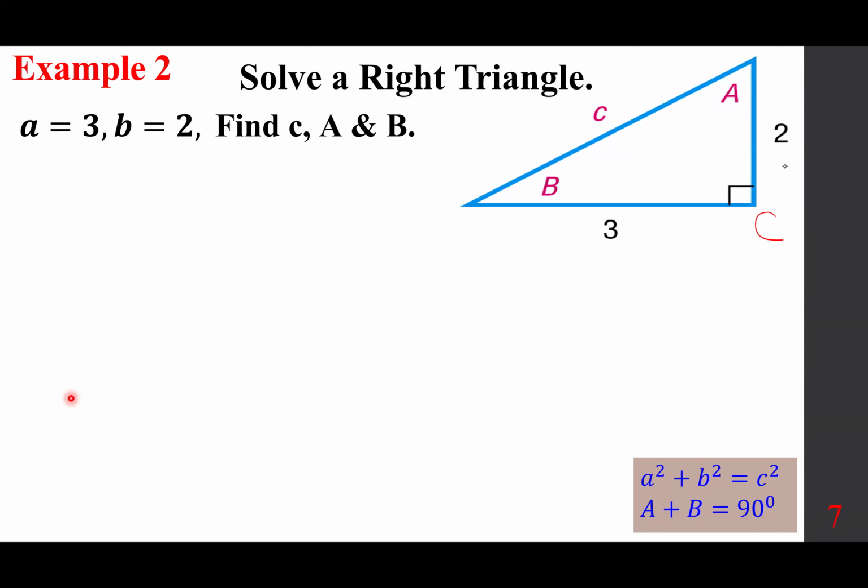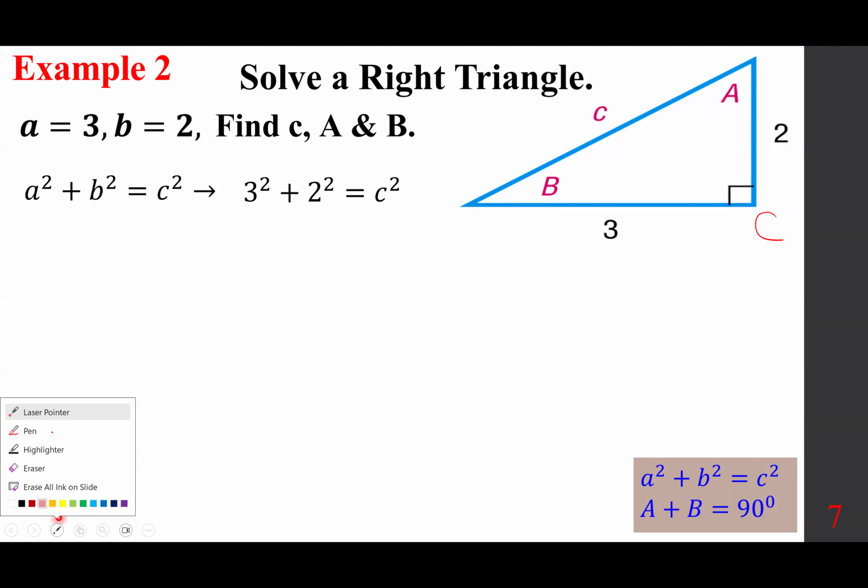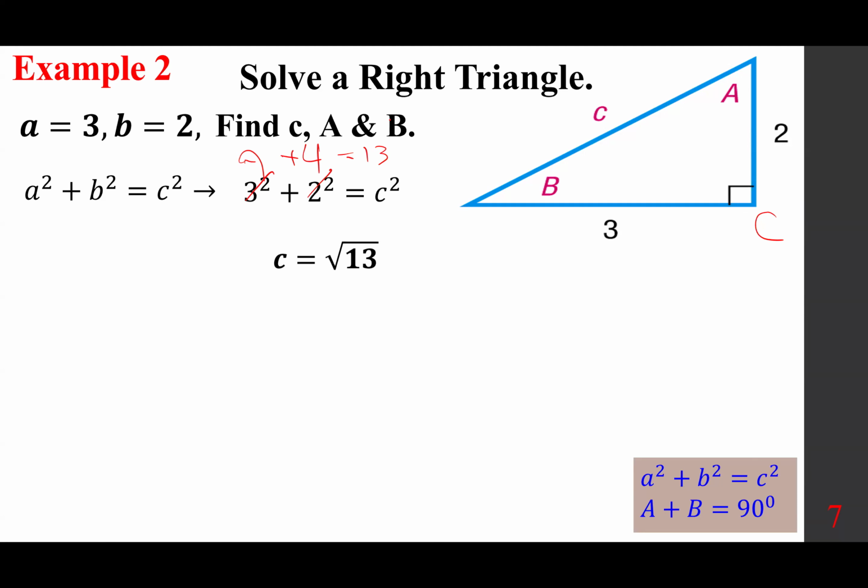So obviously, two sides are given. A squared plus B squared equals C squared. So 2 squared and 3 squared, we're going to add up. So A is 3 squared, B is 2 squared, and they add up to 13. Take the root of that, and this is the exact answer.